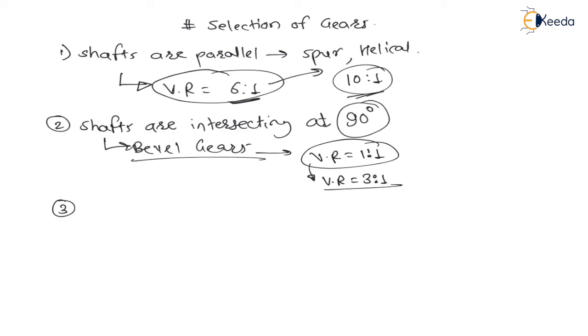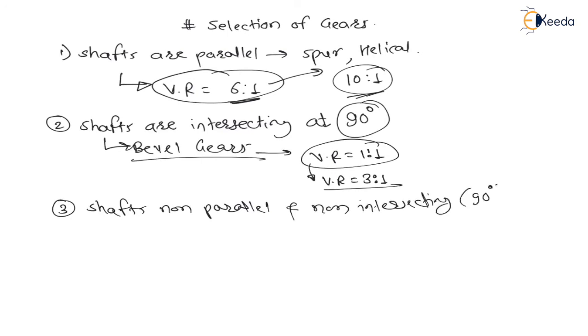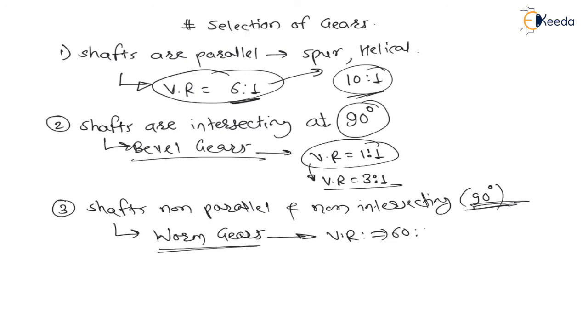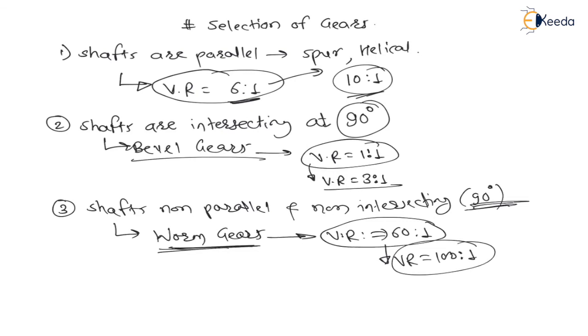The third point to be considered is whenever shafts are non-parallel and non-intersecting. The angle between the shafts is 90 degrees, but they are not intersecting, and as there is an angle they are not parallel either. Then we use worm and worm wheel, that is worm gears. For very high speed reduction, with velocity ratio up to 6:1, we can use worm and worm wheel. And up to some extent, the velocity ratio can be increased up to 100:1, which means very, very high speed reduction in case of worm and worm wheel.